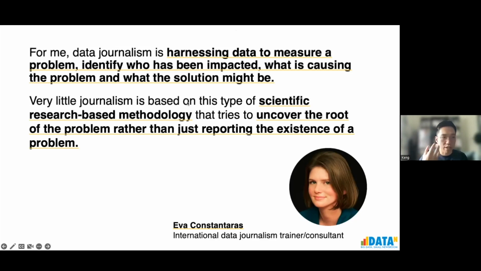What is unique or special about this approach is that it is a very scientific, research-based methodology, almost as if we are doing scientific research. We collect data, we look at data, we analyze the data to answer our questions. And this approach is trying to uncover the root of the problem and not just report the existence of a problem. A lot of the time we like to report about a problem, like, this is a problem, how serious it is. But sometimes using data journalism, it is able to help us uncover the root of the problems. And as I mentioned just now, sometimes even the solutions.